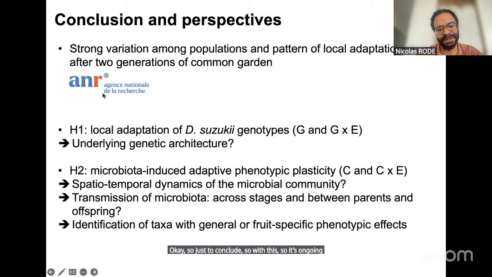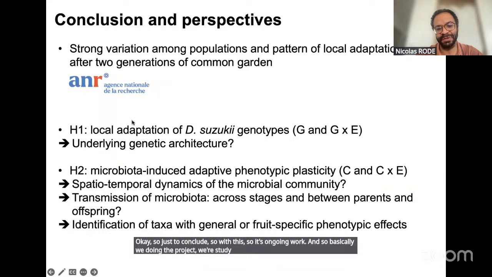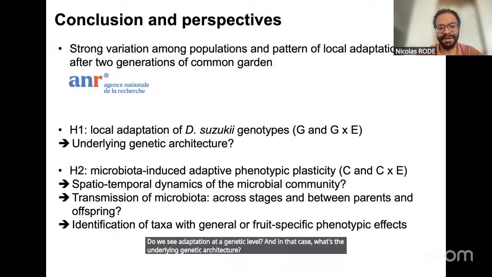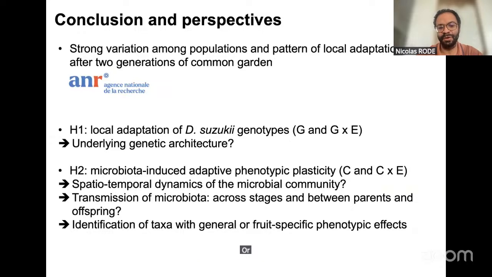Okay. So just to conclude, it's ongoing work. During the project, we are studying local adaptation of the genotype. So do we see adaptation at a genetic level? And in that case, what's the underlying genetic architecture? Or is this local adaptation driven by the microbiota? And in that case, it's of plastic origin.